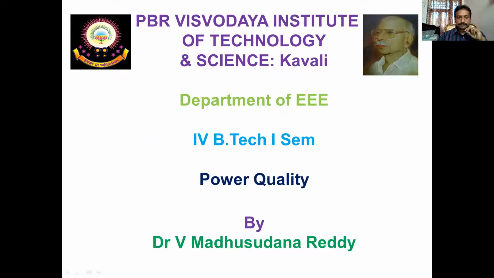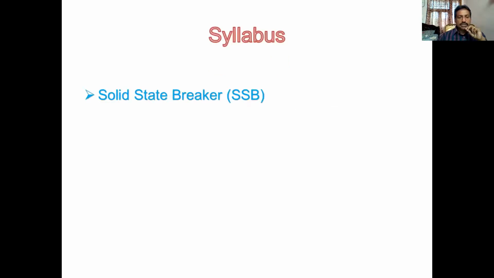Unit 5, which contains power quality enhancement using custom power devices. I already covered the introduction part as well as SSCL, solid state current limiter, in the earlier video. In this session, I will cover solid state breaker (SSB) and solid state transfer switch (SSTS). These two will be covered. So first we'll go through this.